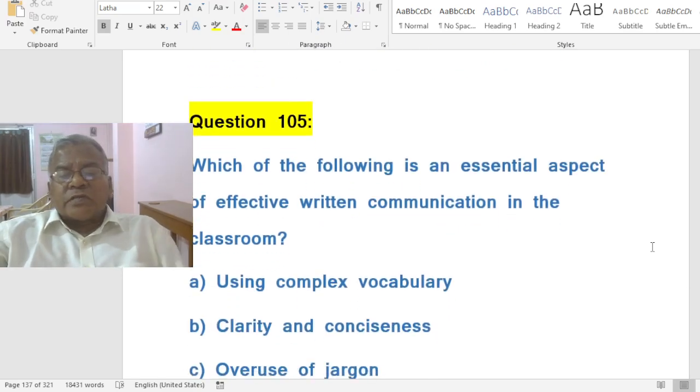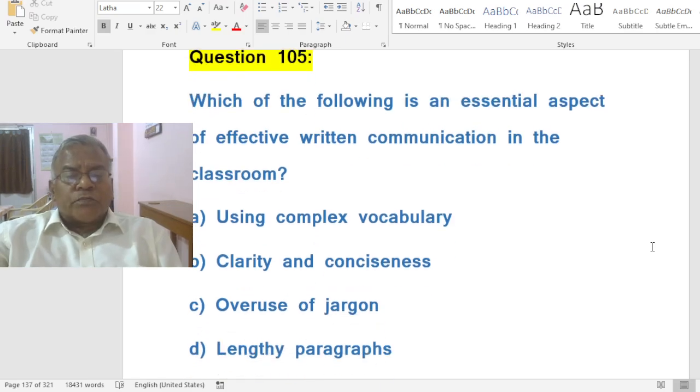Which of the following is an essential aspect of effective written communication in the classroom? A.